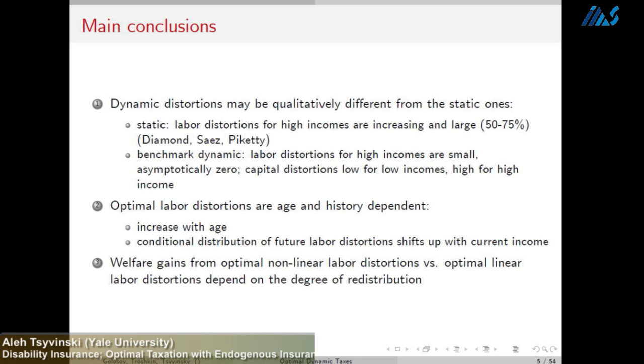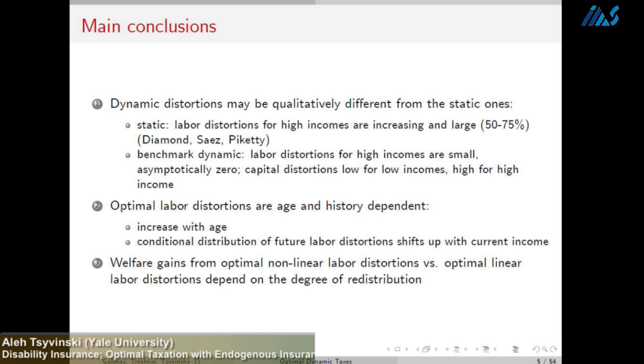So if you based your policy on the static exercise, you would say, well, we should tax the high-income or high-skill guys quite prominently. We should tax them at 50 to 75%. I'm going to show you that in a dynamic setting, the conclusion about the asymptotic labor tax on the very high incomes, on very high skills, is going to be quite different. The labor distortions are going to be quite small, and asymptotically they're going to go to zero. Instead, what you would want to do is substitute capital distortions for the labor distortions. I'm going to provide you intuition for this.